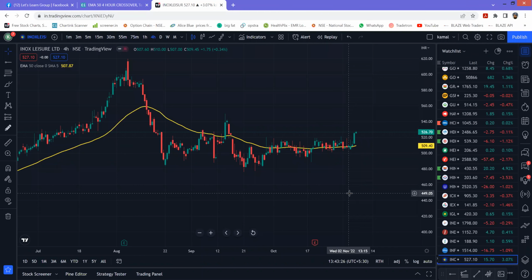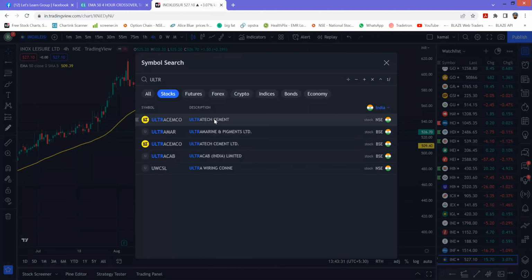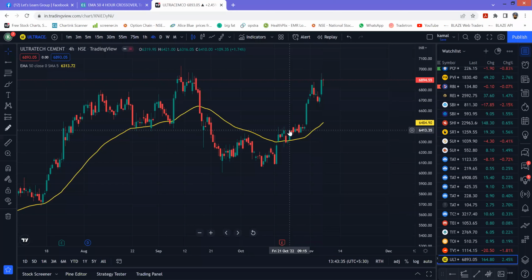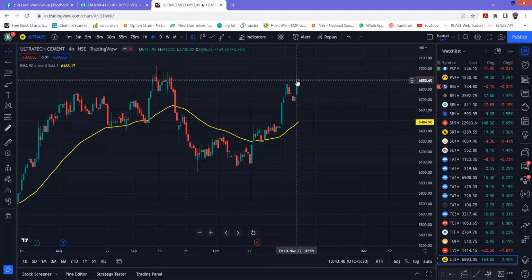Now, these are the two trades I did take. The third one I missed, it didn't turn up, was Ultratech Cement. 22nd October, 6413, and we are looking at 6903. Almost 800 odd rupees. But you have to practically scan all the stocks in your watch list, and it becomes very difficult for us to do it.